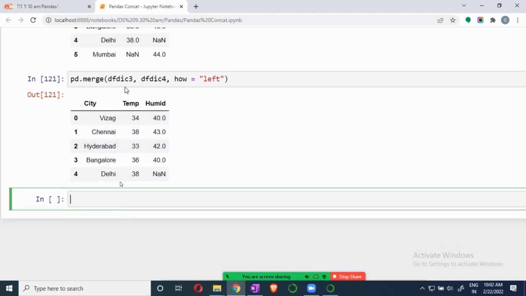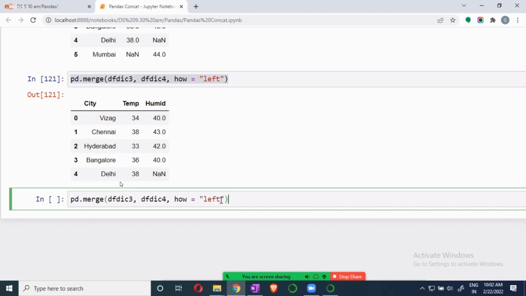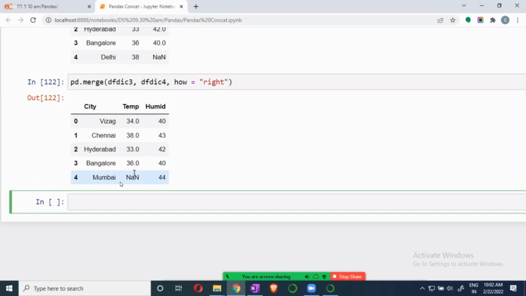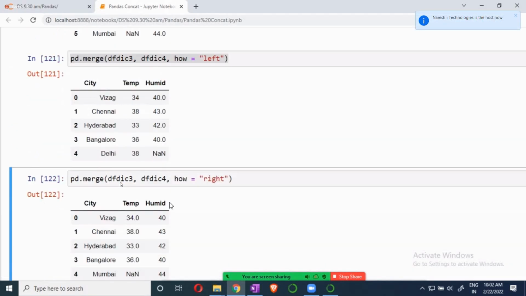Now if I have something called a right data frame, I'm saying right over here, it will be considered as right centric. Okay, it will be considered as right centric. In this case, the left side was taken. In this case, the right side one will be given the preference. So you will get Vizag, Chennai, Hyderabad, Bangalore, and Mumbai. You will not get the Delhi. Got it? So whichever matching values are not present in the left one, you will get NaN over here.